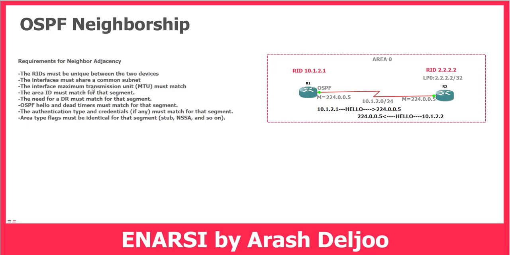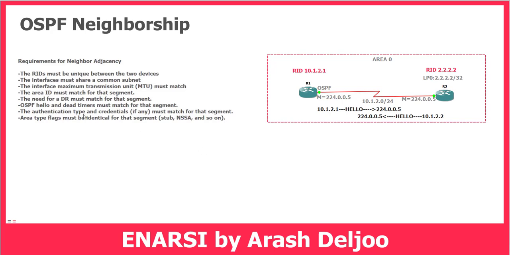Then the interface maximum transmission unit, or MTU, must match. The area ID must match for that segment, so we should configure the area ID with the same value on both sides. Then the need for a DR must match for that segment, meaning if on one interface you need to select a DR, on the other interface we again should have the same requirement. You will learn about it more in the future in this class. OSPF hello and dead timers must match for that segment. I have explained it and you know it.